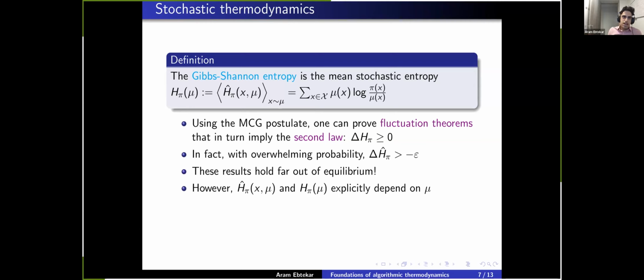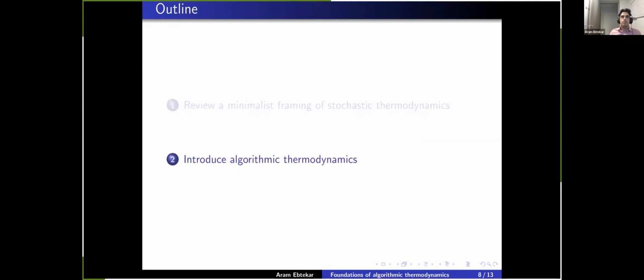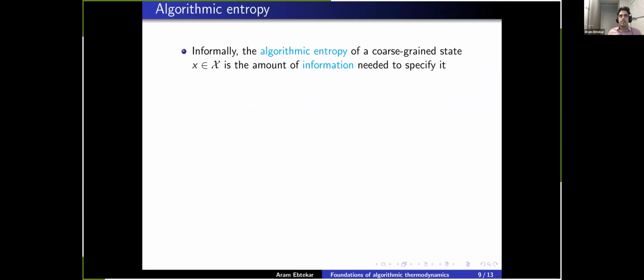However, as is made very explicit in this notation, both of these entropies depend very explicitly on the probability distribution mu. And I don't know of any universal recipe for getting mu. If there is, I'd like to know. But I want entropy to just be a state function, just like energy is a state function, just like most physical things are. So here's one way to do it.